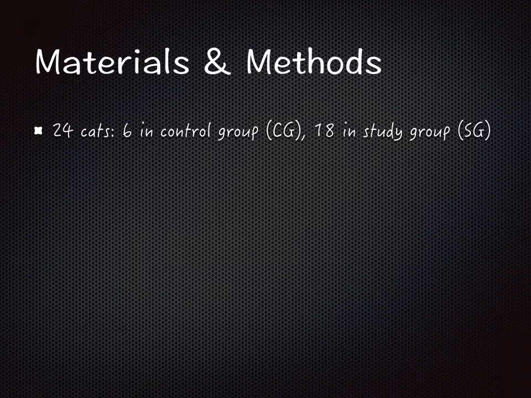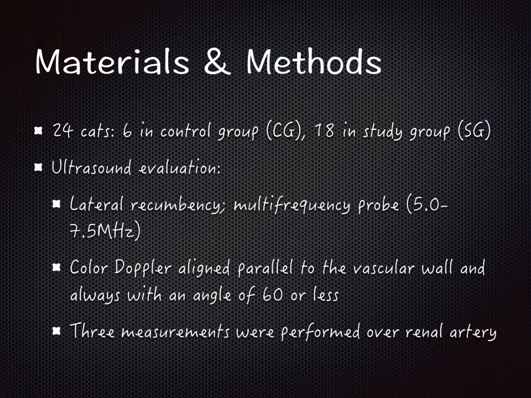The study included 24 cats of domestic breeds and both sexes. There were 6 cats in the control group and 18 in the study group. During the ultrasound evaluation, the cats were positioned in lateral recumbency. A multi-frequency probe was used. The Doppler was aligned parallel to the vascular wall and always with an angle of 60 degrees or less. 3 measurements were recorded for each kidney's renal artery, with the mean of all 3 being used for statistical analysis.